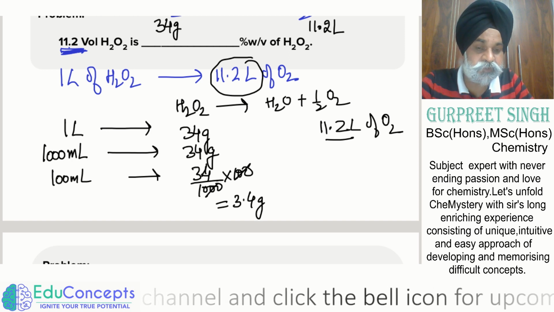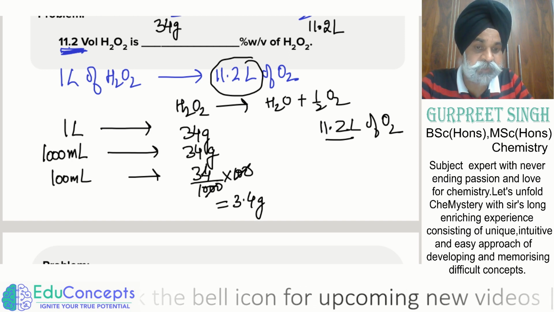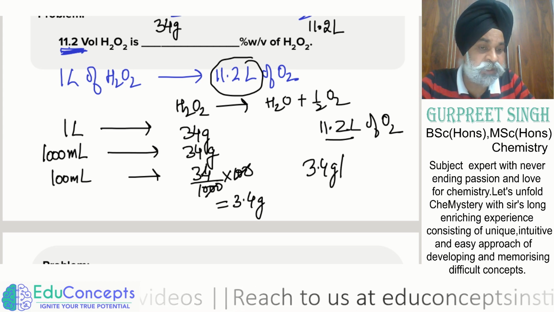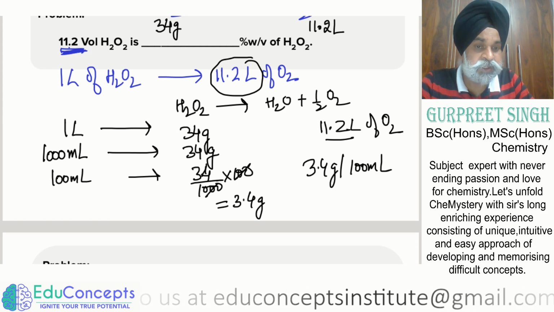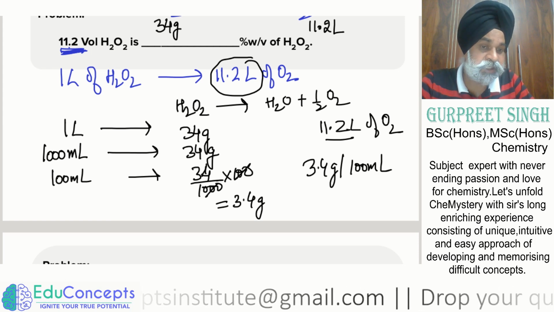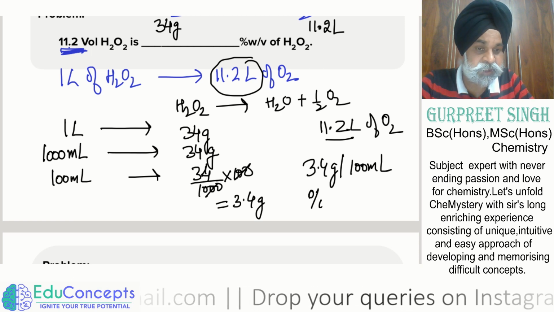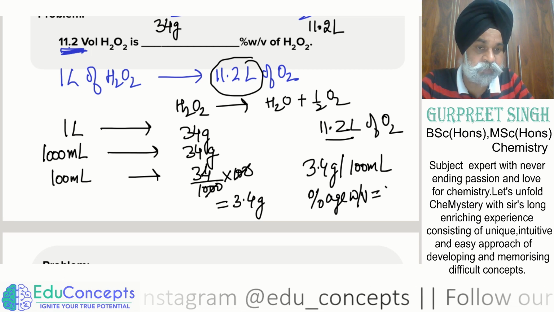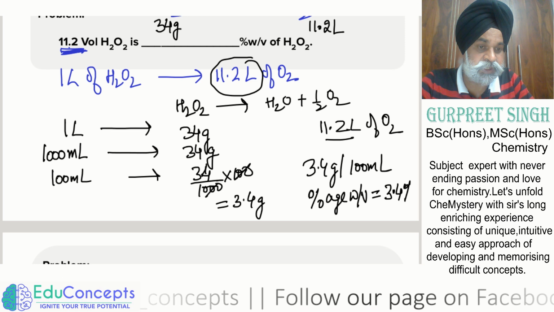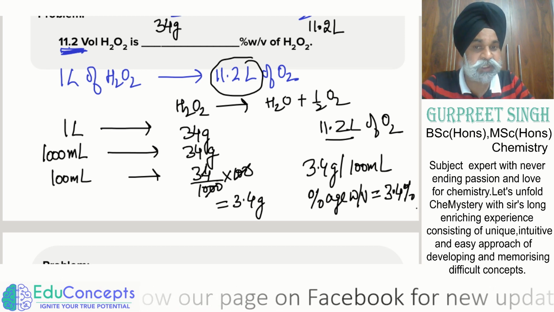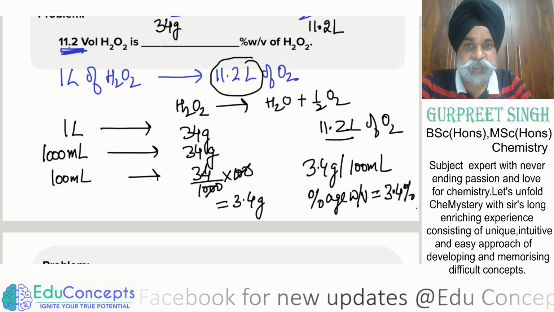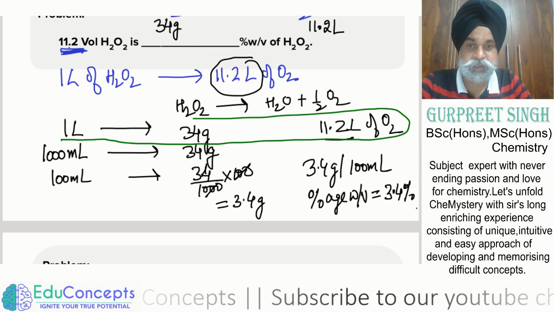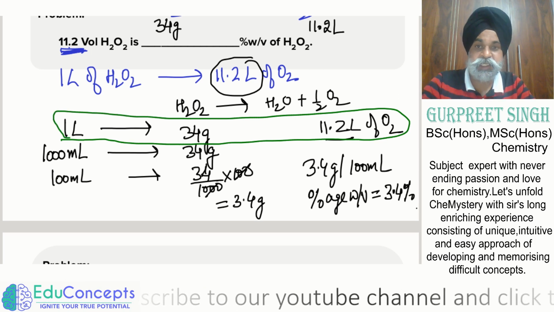So this 3.4 grams is present in how much ml? This 3.4 grams is present in 100 ml. So anything which is present in 100 ml of solution is percentage. So percentage weight by volume of this H2O2 would be 3.4%. Is it okay? So it is quite easy. Again, what you have to remember is this statement, it is the important one. Got it? Let us move a bit further.